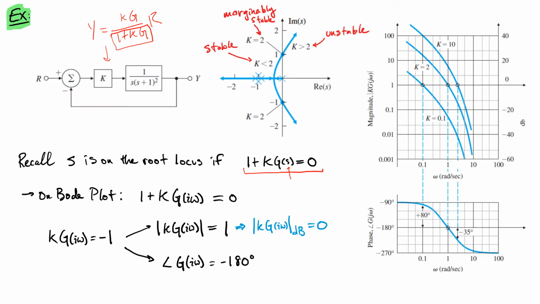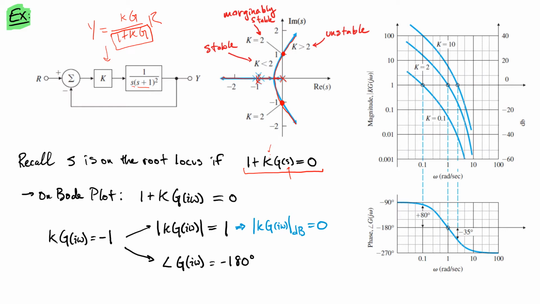Those start, for k equal to 0, at the open loop poles, at the origin, and two at -1. And then they move as we change the value of k. So as we change the value of k, the values of s that are the roots of this denominator polynomial change. That's what the root locus is plotting. It's plotting out these trajectories. In this case, as we increase k, these poles come together, and then they branch out.